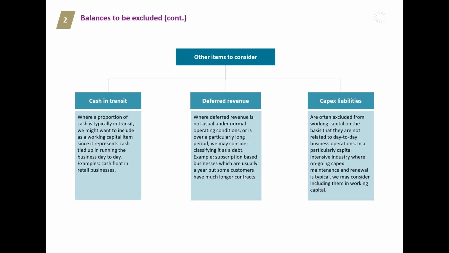So an example of that might be subscription-based businesses, which are usually a year, but some customers have much longer contracts. Capex liabilities is another thing to consider. These are often excluded from working capital on the basis that they are not related to day-to-day business operations. In a particularly capital-intensive industry where ongoing Capex maintenance and renewal is typical, we might consider including them in working capital. So this is where it's really important to differentiate Capex, and we typically look at Capex in two categories.